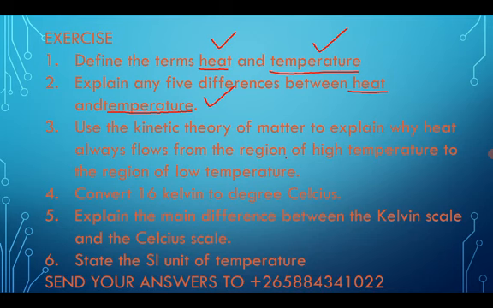Next, you convert 16 kelvins to degrees Celsius. We also saw how you can convert Kelvin to degrees Celsius or the other way around. It was Celsius to Kelvin. All right, using the formula that we looked at before. Explain the main differences between the Kelvin scale and the Celsius scale. This we have not tackled in this lesson, but it is assumed that you looked at the differences between these 2 temperature scales in Form 3. Lastly, you state the SI unit of temperature.